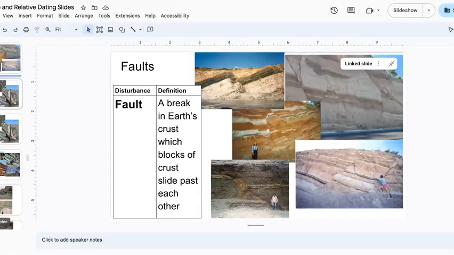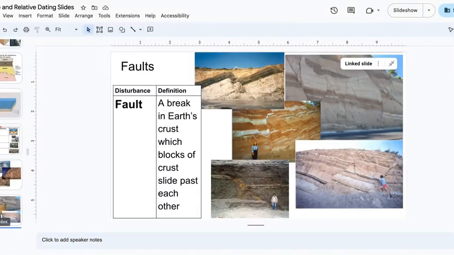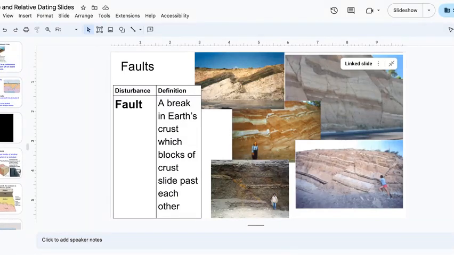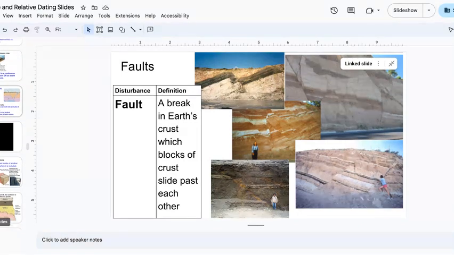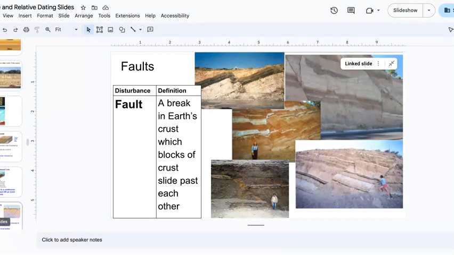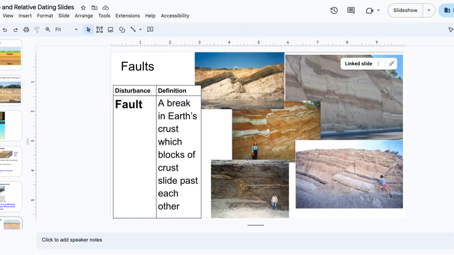Students, I want to clarify some key ideas here in our notes as we come into our test on the history of geology and events that can occur in the geologic timeline as well as amongst rock layers.